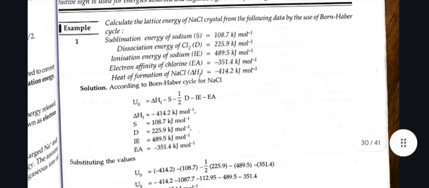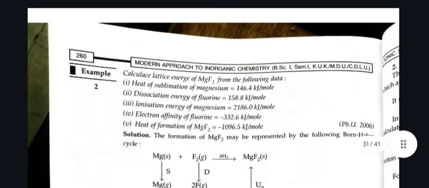According to Born-Haber cycle for NaCl, U0 = delta H - S - 1/2 D - IE - EA. Substituting the values, we get lattice energy of NaCl crystal as minus 773.95 kJ per mole. Now the next topic is application of Born-Haber cycle. The Born-Haber cycle has been used for the calculation of many properties. Some of the important are given below.